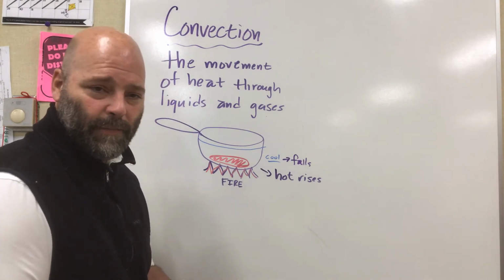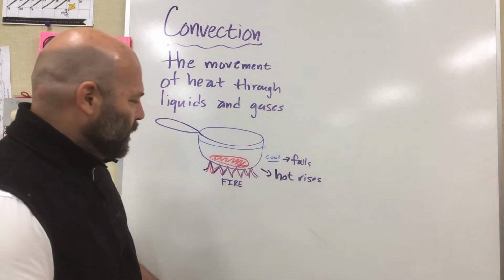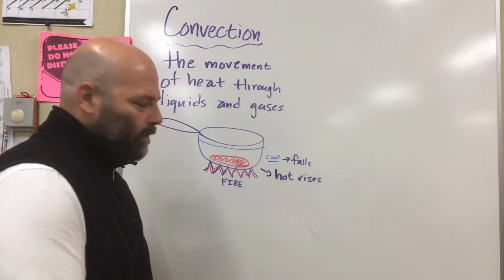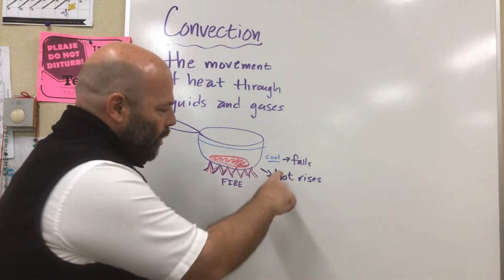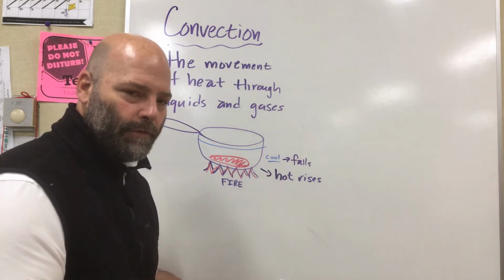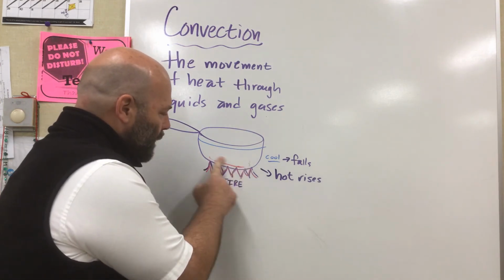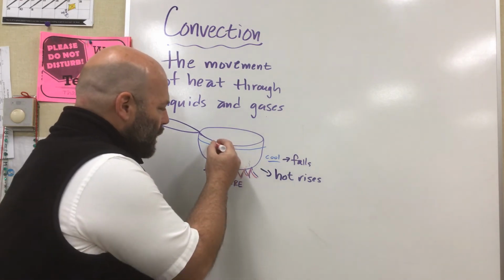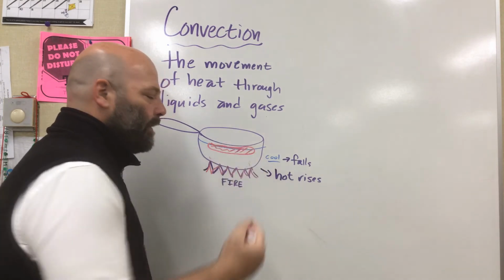And if you don't believe me, you can go try it on your stove if your parents are home. So when the fire is touching the bottom of the pot of water, this water gets hot at the bottom. And if we follow our rule of the hot and the cool, what do you think happens to the hot water? Well, I hope that you said, Mr. Allen, it's going to rise to the top. And you're exactly right.